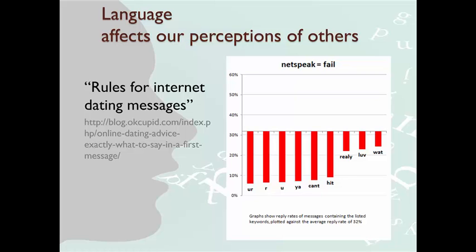So we see on the bottom of the graph it says the average reply rate is 32%, and so you can see the baseline, right, of the graph is here at 32%. And so if any of these, what we call NetSpeak words, appear in the messages, we can see by what percent the chances of receiving a message drop. So those words and that spelling that you use in that initial message has a very profound impact on how people perceive you.